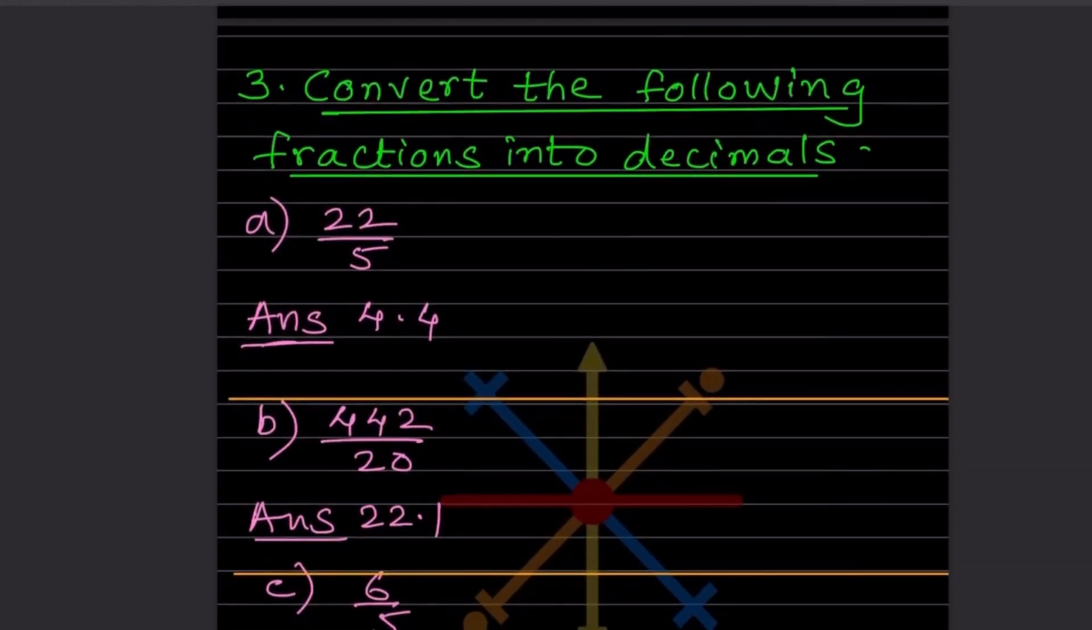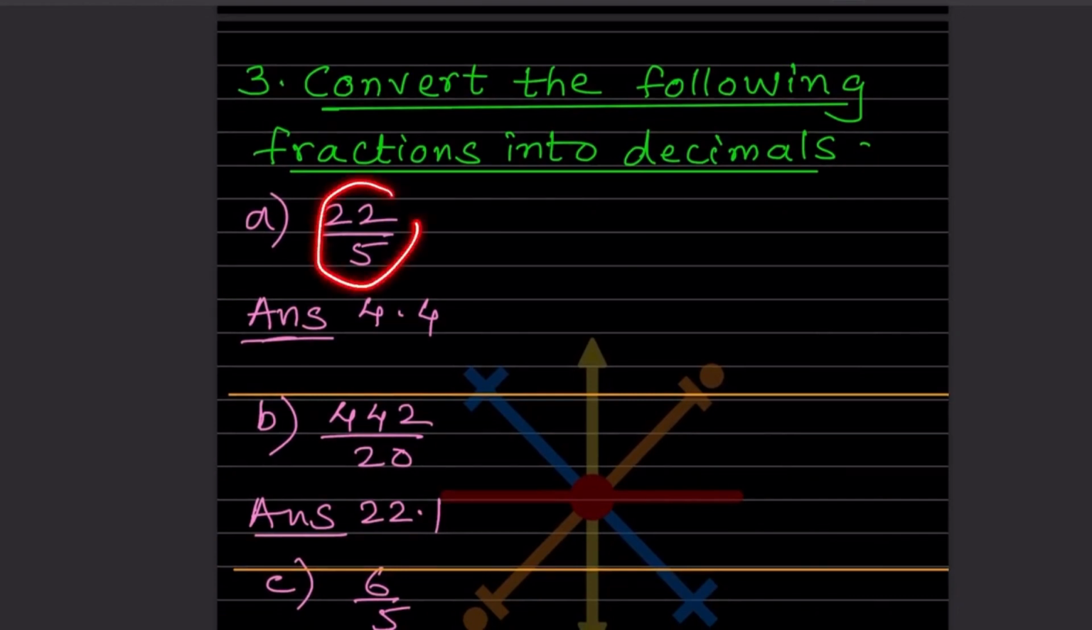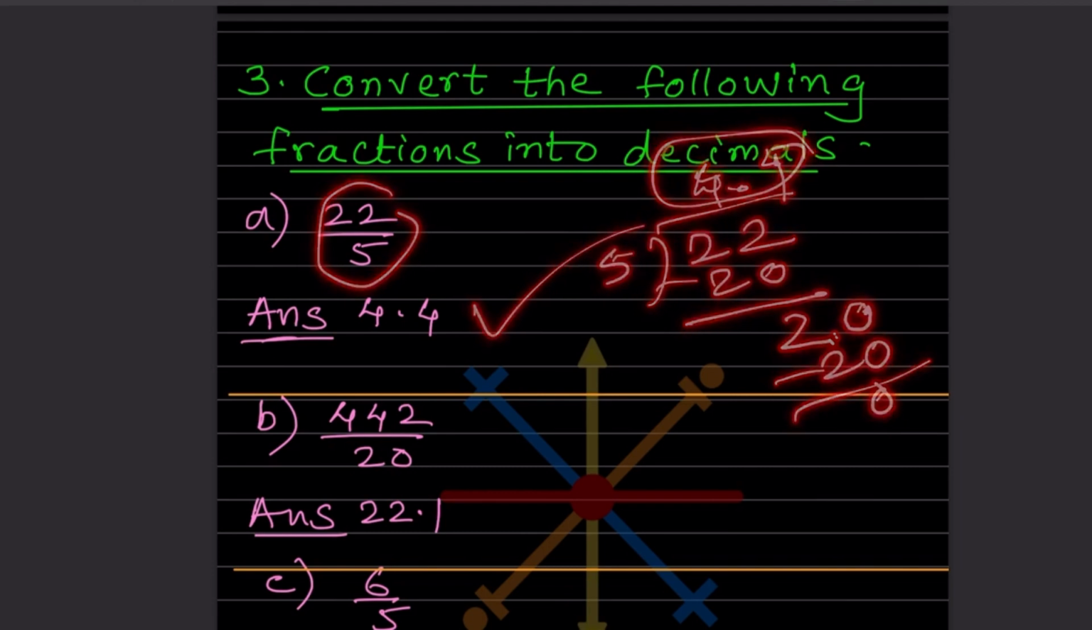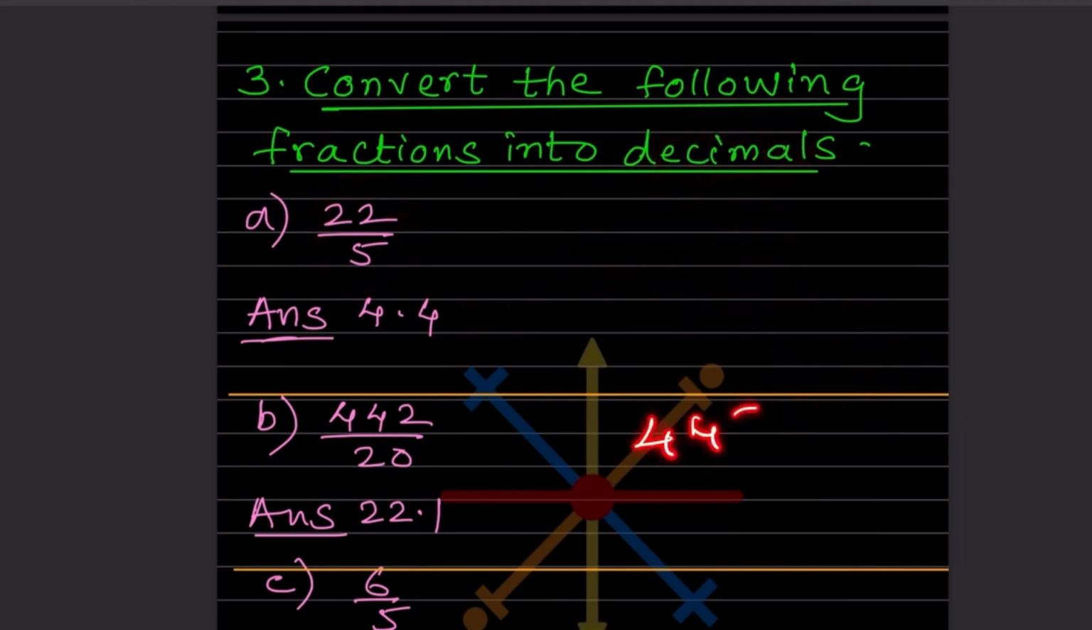Convert the following fractions into decimals. That was decimal into fractions. Now see here, 22 by 5. You have to divide 22 by 5. 5 fours are 20. And here what remains is 2. But you wanted to make it decimal. You don't want any remainder. So what are you going to do? You will put here 1 0. Whenever we put an additional 0, we write a point. So 5 fours are 20. So the answer is 4.4.